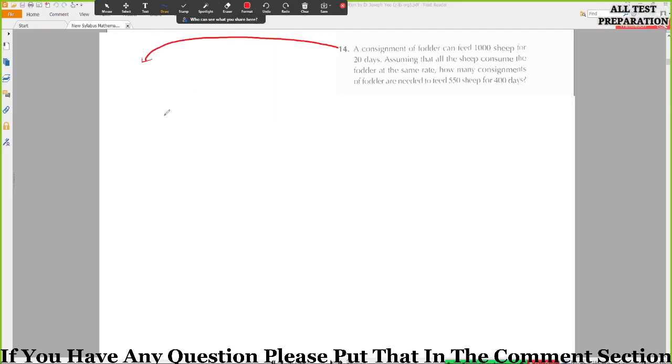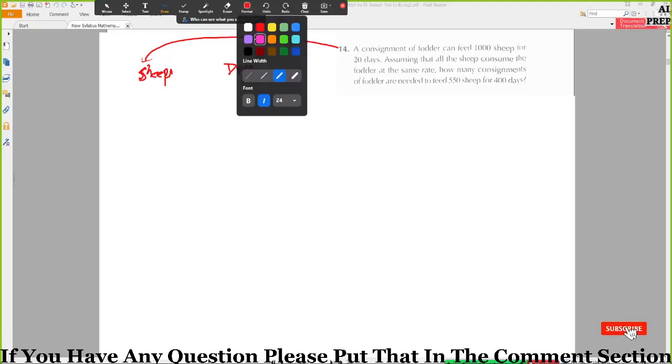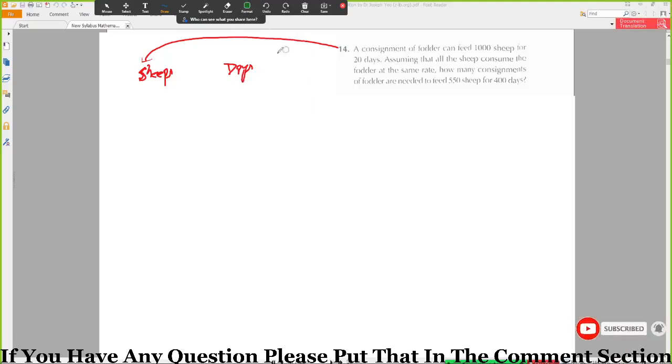Okay, so in this question we have two variables. So let's solve this question. One variable is sheep and the second one is days. So is there an inverse relation or a direct relation? Inverse. Yeah, inverse relation. Good. So for 1000 sheep, we have 20 days.